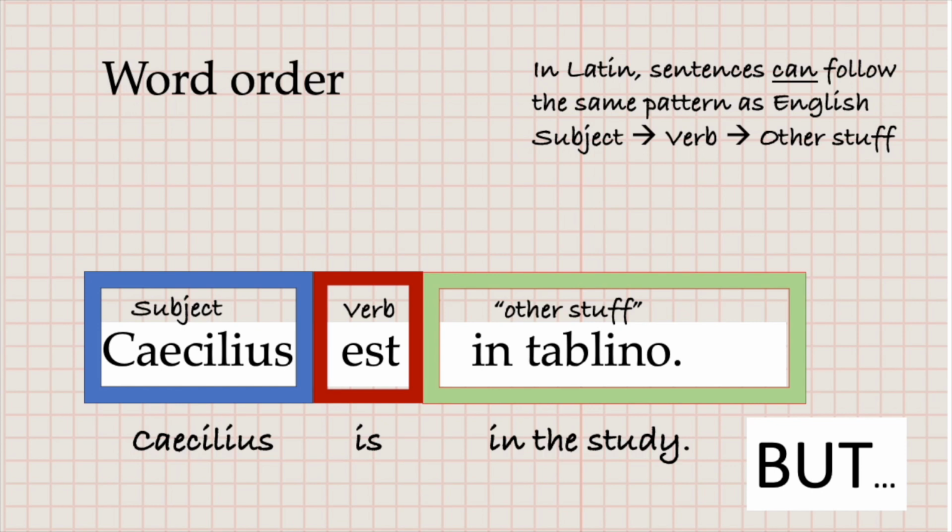In Latin, some sentences can follow the same pattern as in English, having subject, verb, other stuff. But this is not always the case.